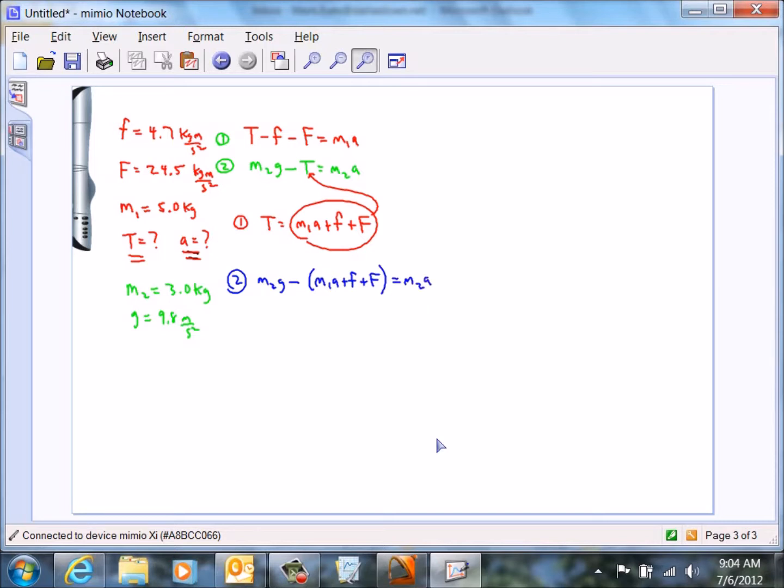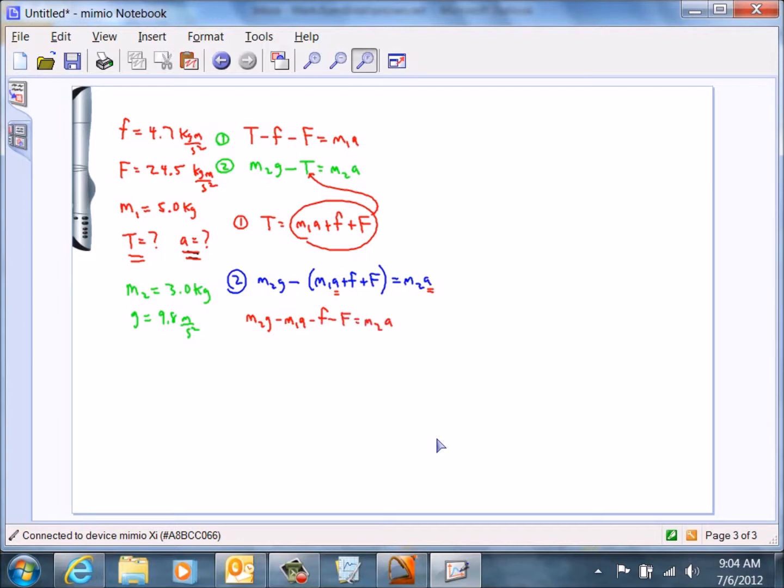Notice in doing that we completely got rid of the t's. We're now down to one unknown, and we can solve one equation with one unknown. Now the unknown we're trying to find, a, is showing up in two different places. So before we can solve for it, we've got to get them on the same side of the equation. So let's get rid of the parentheses there. Let's distribute the minus sign: m2g minus m1a minus little f minus big F equals m2a.